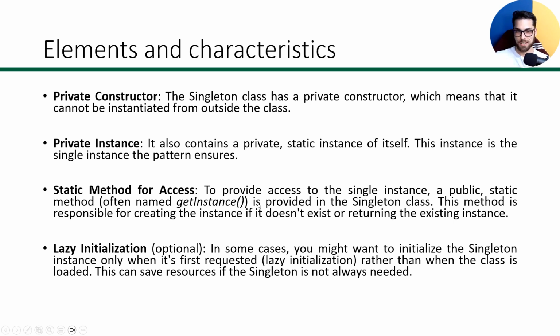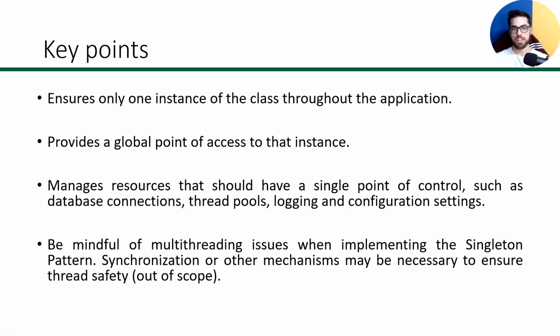Almost there. A static method is provided in the Singleton class. Note that it's a getter, but it's also responsible for creating the instance if it does not exist. If the instance already exists, we just return that existing instance. As an optional thing, lazy initialization, you might want to initialize the Singleton instance only when it's first needed. Typically that's how. We're going to invoke the getInstance method and it instantiates the class when needed. Helps us saving a little bit of resources. Key points. I will navigate to this in a bit.